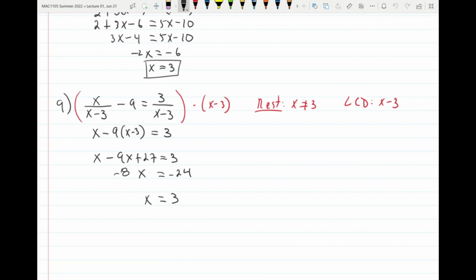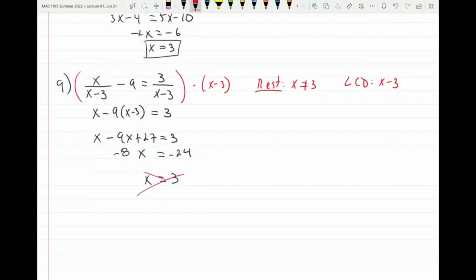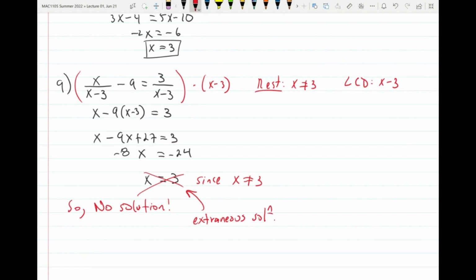And this one comes with a restriction. And this is exactly the value that x cannot be. Okay? So because this is a restriction, unfortunately we need to ignore this, because x cannot be equal to 3. So what's the conclusion here? So we have no solution. Okay? In this case, this value, x equals 3, is called an extraneous solution. We call that an extraneous solution.